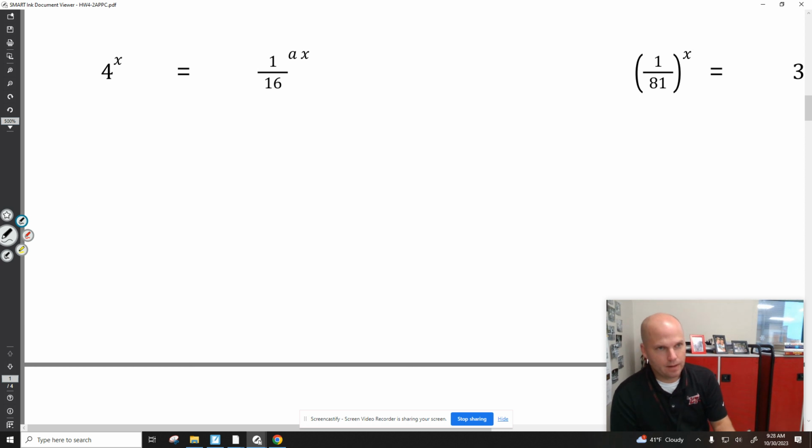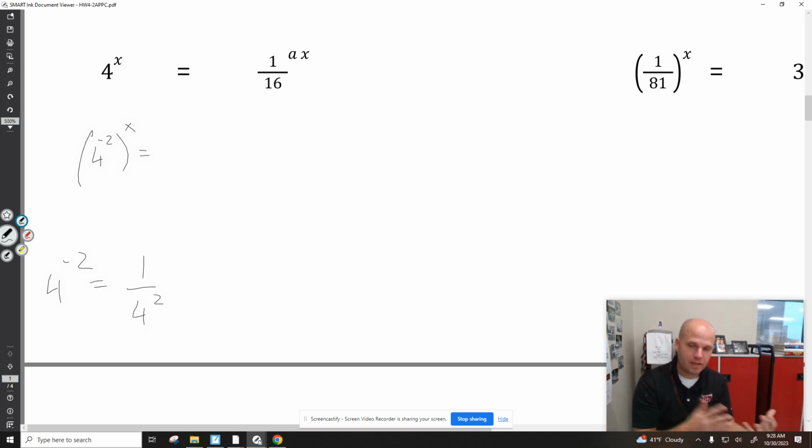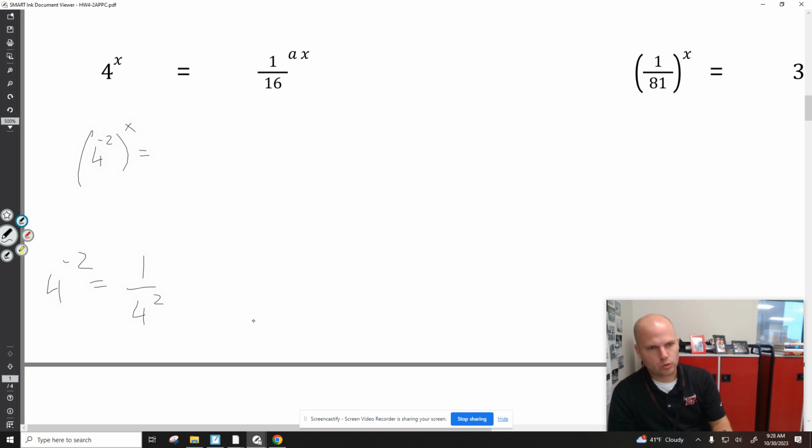Okay, now 4 squared is 16. But I want this 1 over 16. So I have to understand that 4 to the negative 2 power is the same as 1 over 4, or dividing by 4 twice, 1 over 4 squared, which is 1 over 16. It's almost like I pay attention to that 16 first, realize that I have to divide by 4 twice, understand we have a negative power, understand that a's got to be negative 2.